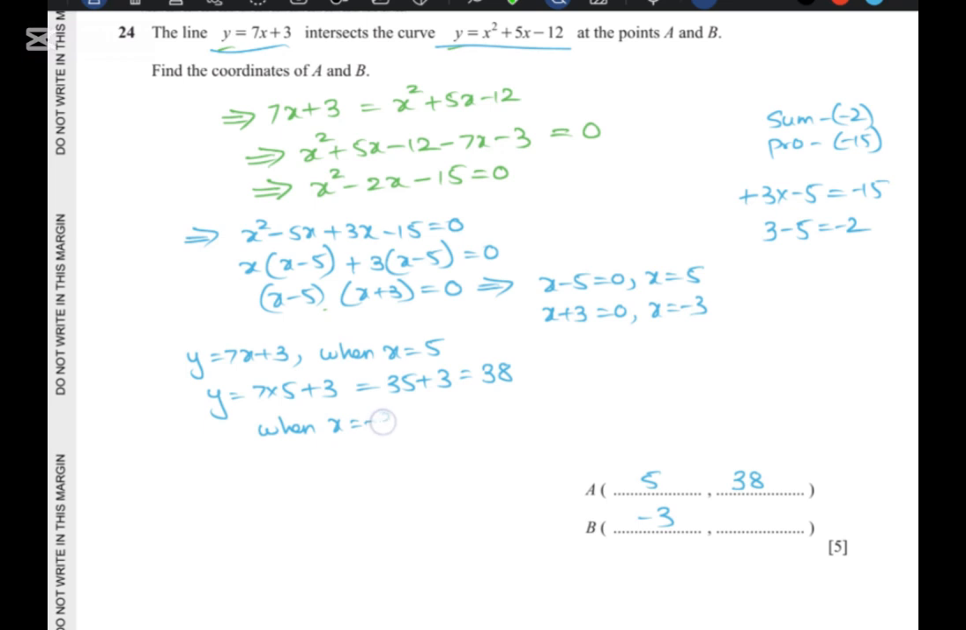Then when x is equal to minus 3, y will be 7 into minus 3 plus 3. That is 7 into minus 3 is minus 21 plus 3. This is subtraction, so 21 minus 3 will be 18, and the sign is negative because 21 is bigger than 3. So minus 18. Oh, sorry, not 11, it's 18. Minus 18.